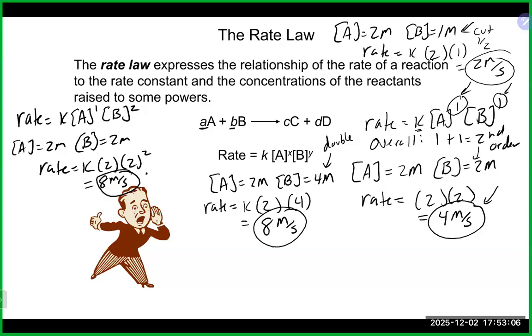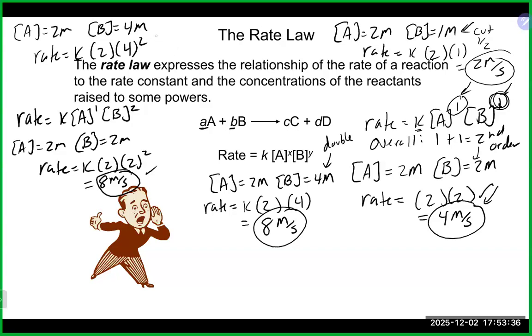By the way, that's a lot faster than I did over here, where the order for B was 1, right? Now with the order of B being 2, we see a much higher initial rate than we did over there. Now let's say I did the same thing and I take my concentration of A, keep it at 2, but change my concentration of B to 4 molar. So now when I put that in there, the rate is going to equal K times 2 times 4 squared.